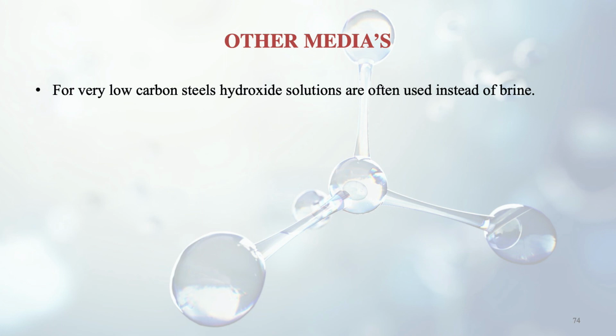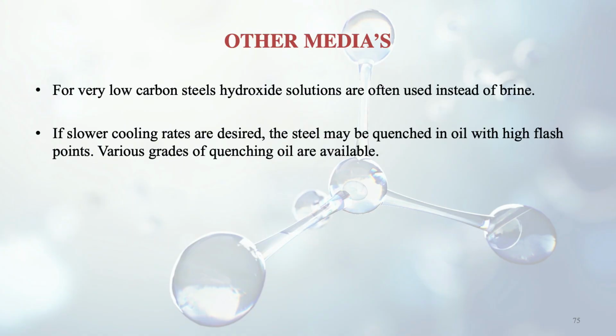After these water media, there are other media. For very low carbon steels, hydroxide solutions are often used. Instead of brine, that is NaCl, we can use NaOH, that is sodium hydroxide. If slower cooling rates are desired, the steel may be quenched in oil with high flash points. So if a slightly slower cooling rate is desirable, then we can use oil. Various grades of quenching oil are also available.